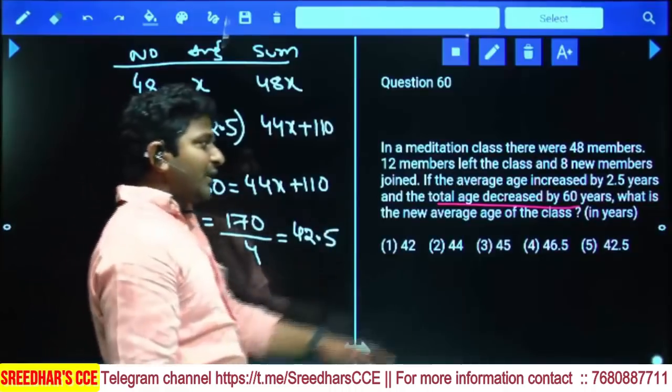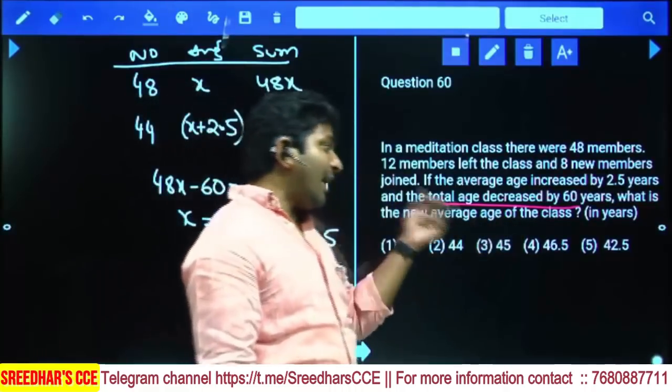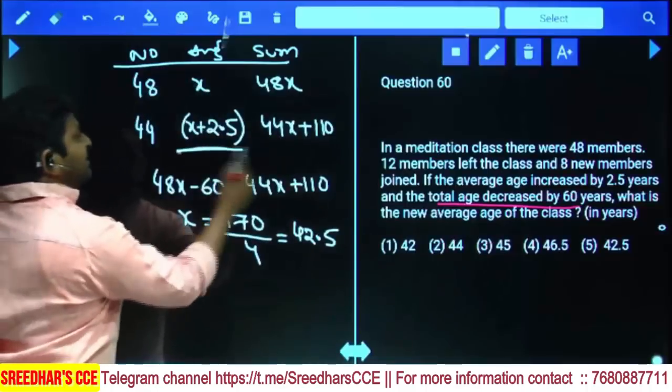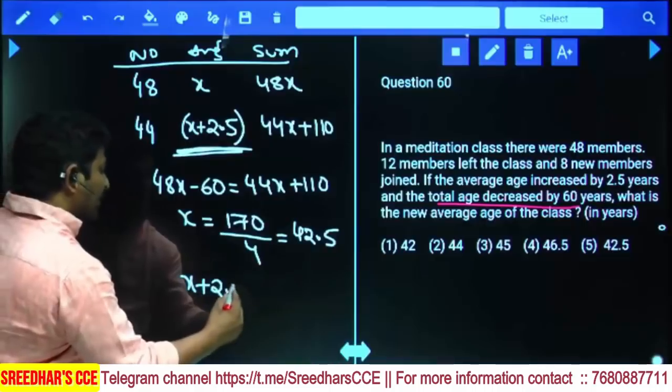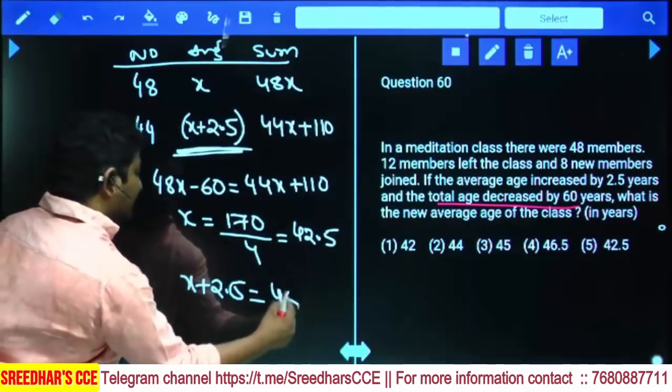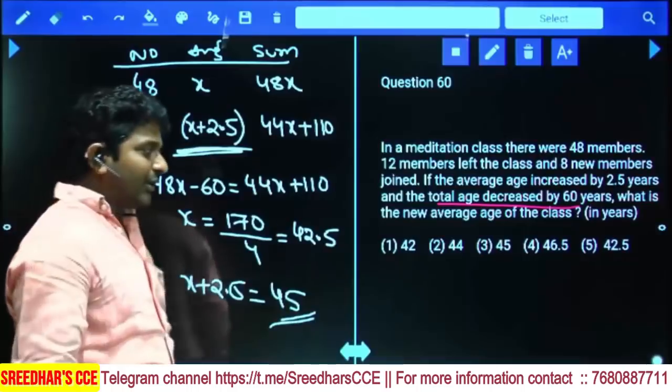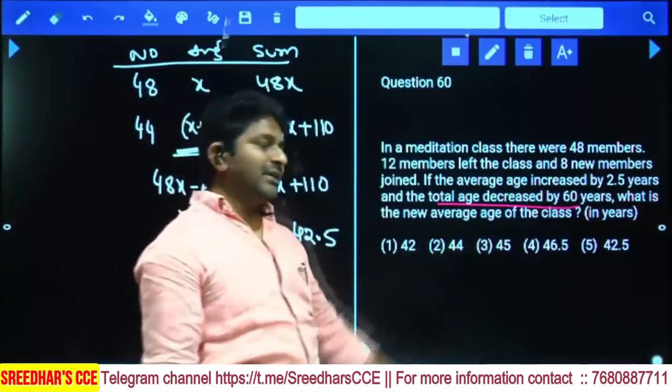Now your question is to identify the new average of the class. New average is equal to x plus 2.5. So to this number, x plus 2.5 is equal to answer 45. Old average was 42.5, new average is 45. Third option, right answer.